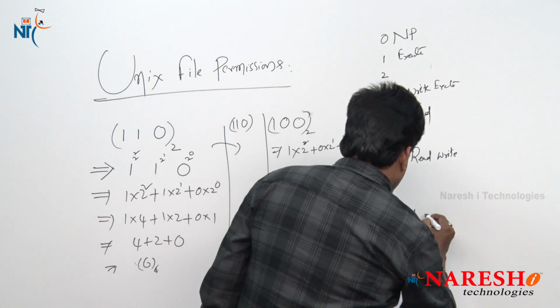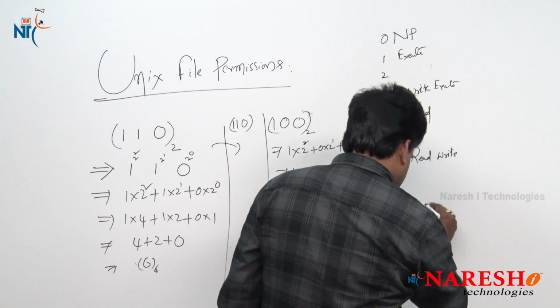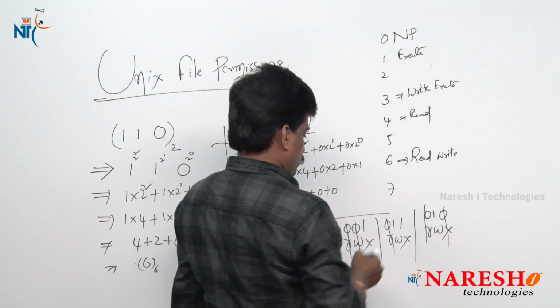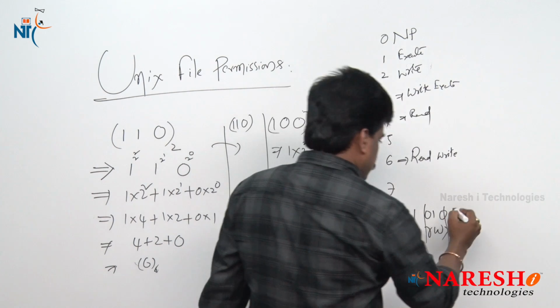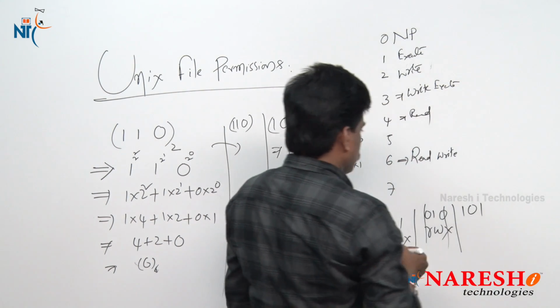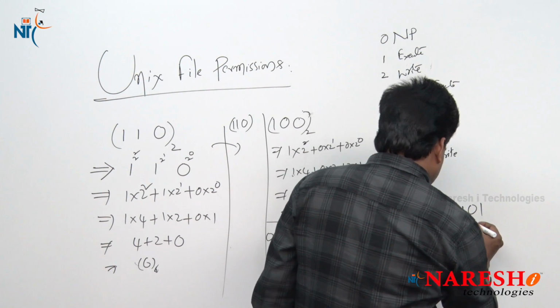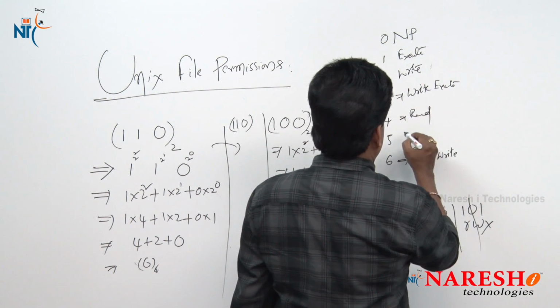2 we can see. 2 means 010. RWX: no read, no execute, only write. Next, 5 we can see. 5 means 101. That is a 5. Now we can view that one. RWX: no write, only read, execute.